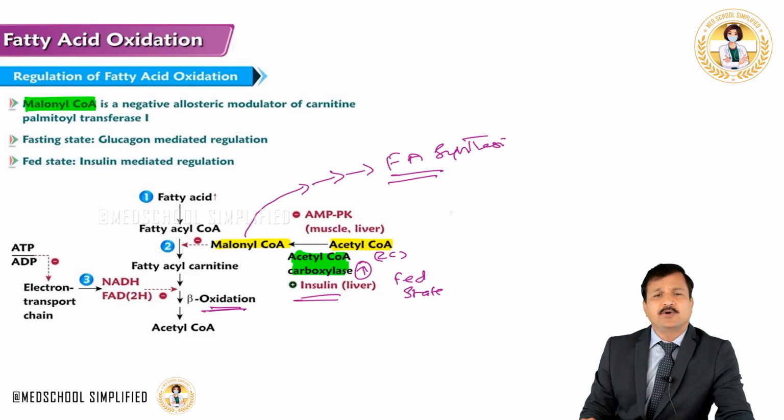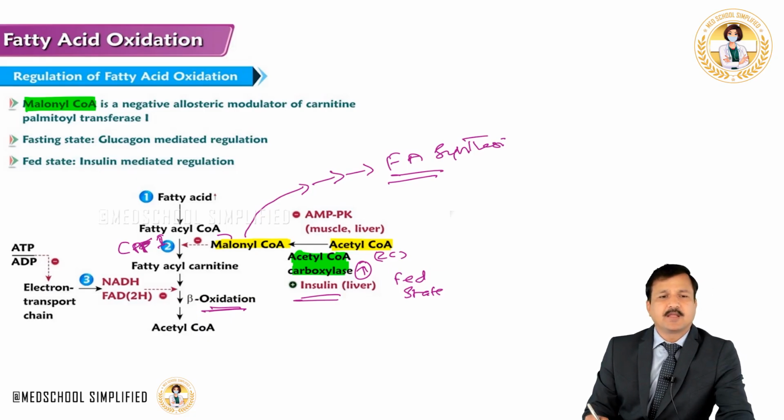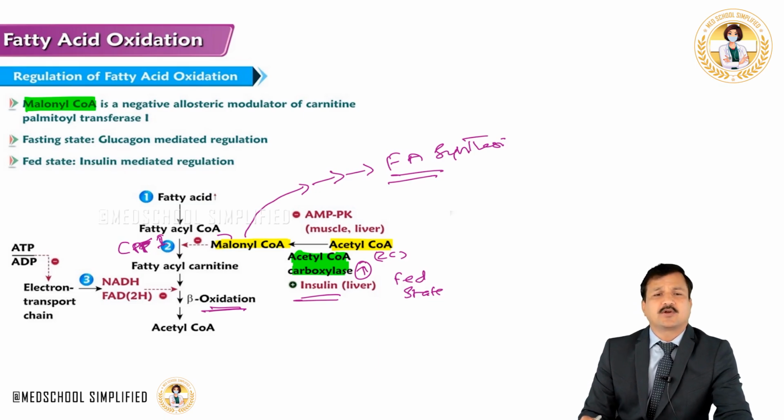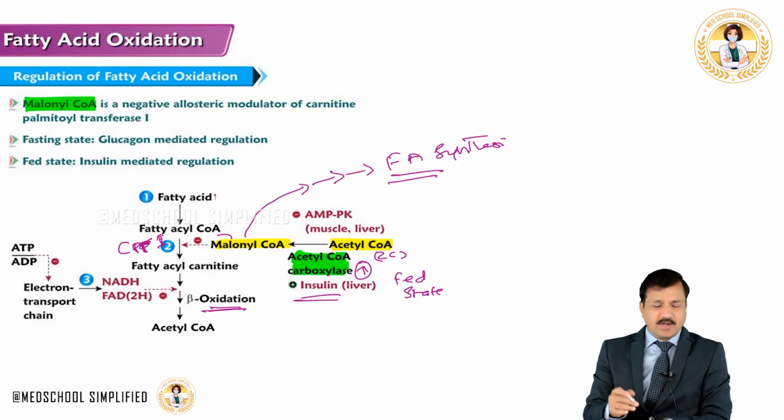That's why whenever malonyl-CoA levels are high in the cytoplasm, malonyl-CoA has a negative effect on the CPT1 enzyme. CPT1 is located on the outer mitochondrial membrane, and it is involved in the transport of long chain fatty acids into the mitochondrial matrix by carnitine esterification. So CPT1 on the outer mitochondrial membrane adds carnitine to fatty acyl-CoA to make fatty acyl carnitine.